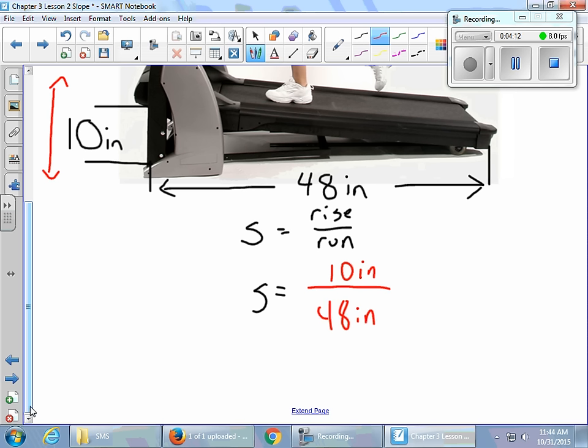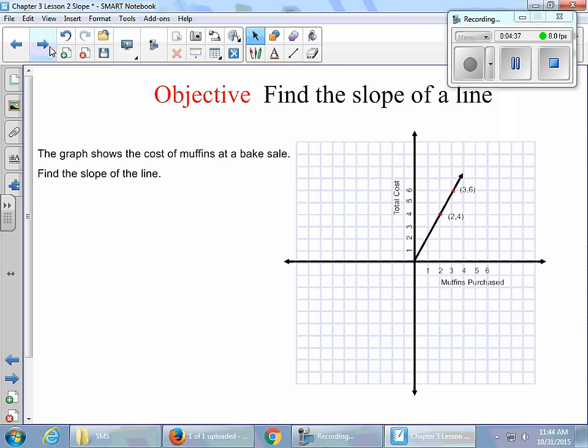Now we can reduce that down to a simpler form. When we reduce that, our slope is 5 over 24. There you have the slope of the treadmill as it's inclined, 5 over 24. Let's take a peek at another example.